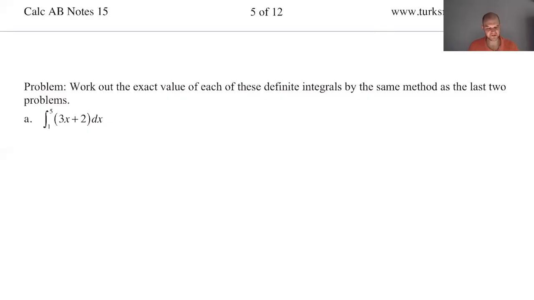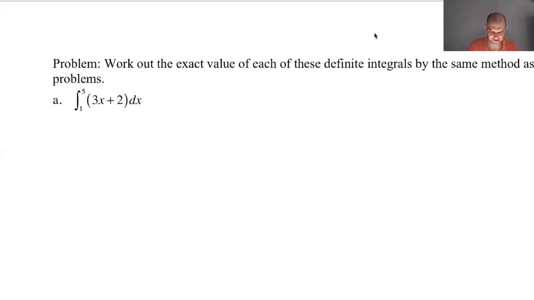All right, we're back. We're on page 6 of notes 15 of Calc AB. What we're doing is we have a definite integral, and we're going to write a Riemann sum, and then we're going to take the limit of the Riemann sum. We're going to use all those formulas that we know, and kind of go from there. So let's see if we can do it.